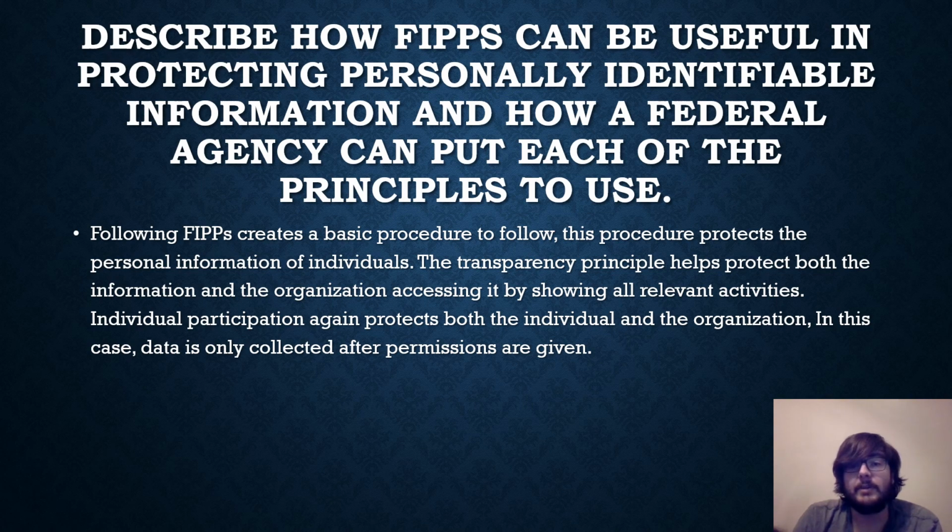Describe how FIPPs can be useful in protecting personally identifiable information and how a federal agency can put each of the principles to use. Following FIPPs creates a basic procedure to follow. This procedure protects the personal information of the individuals. The transparency principle helps protect both the information and the organization accessing it by showing all relevant activities. Individual participation again protects both the individual and the organization. In this case, data is only collected after permissions are given.